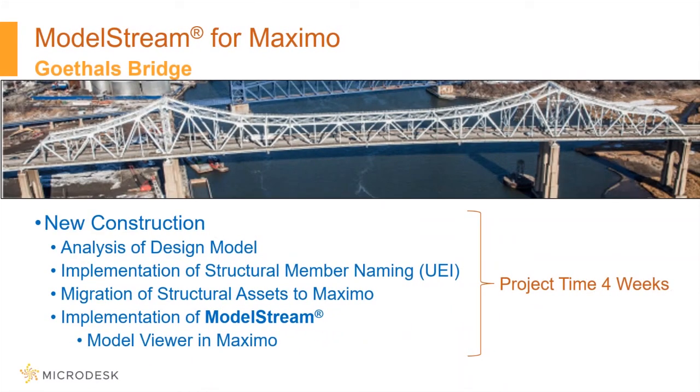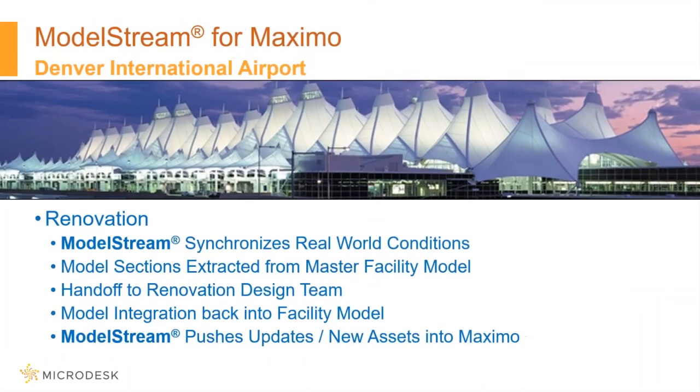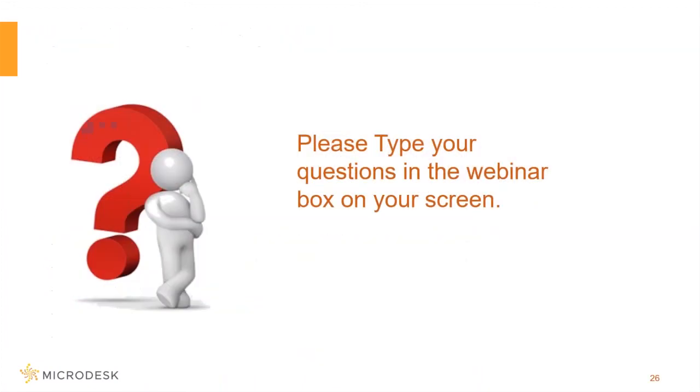A couple of examples of where this has been done, and again, this applies to a wide range of infrastructure. For the new Goethals Bridge, this was done where the bridge elements themselves become assets, and it's used for maintaining and inspecting the bridge. Denver International Airport was an early adopter of this system. They use it now for renovation work that's being done. They're able to update the model with the current operational information before they hand it off.